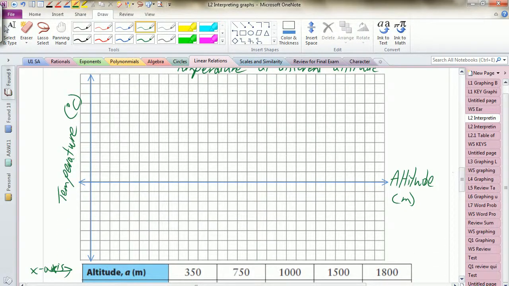So this here would be -2, 0's in the middle, -4, -6, -8, -10. You don't have to label each one. You can if you want. Okay. Then going up, 2, 4, 6, 8, +10, 12, 14. Okay. What do you think we should go up by for the altitude, looking at your numbers?